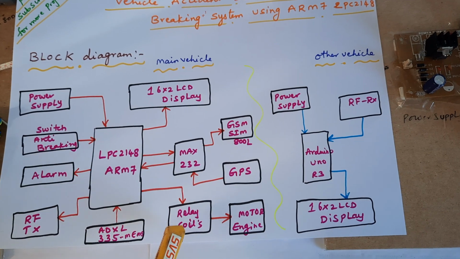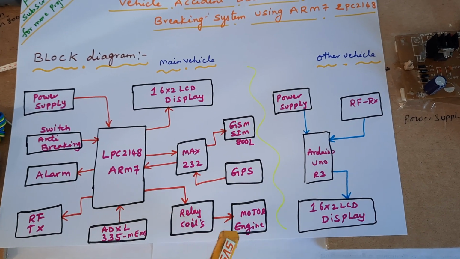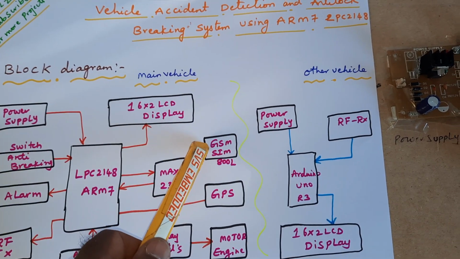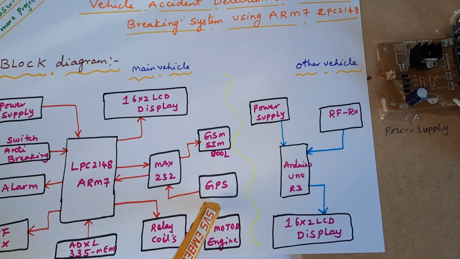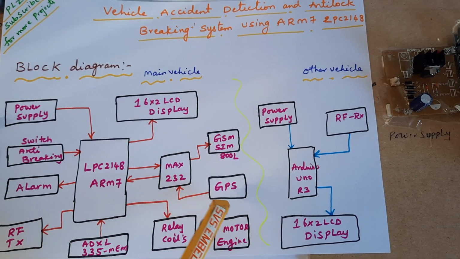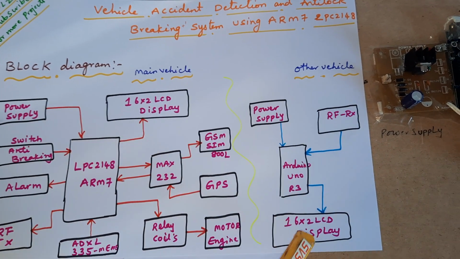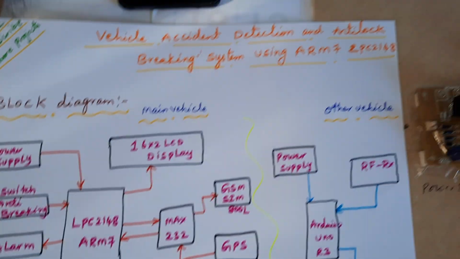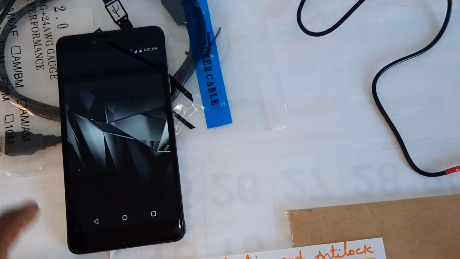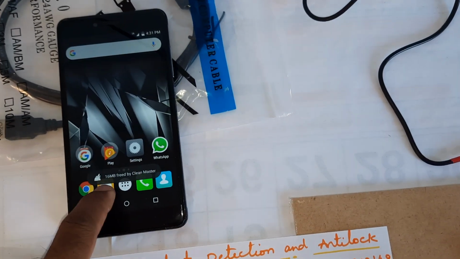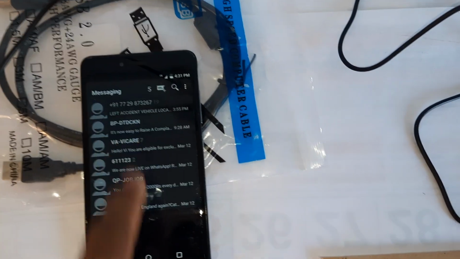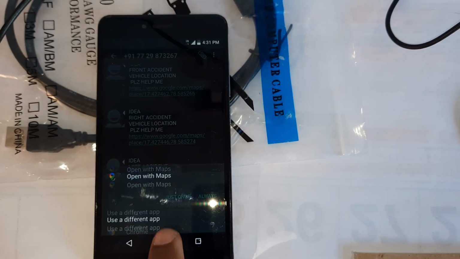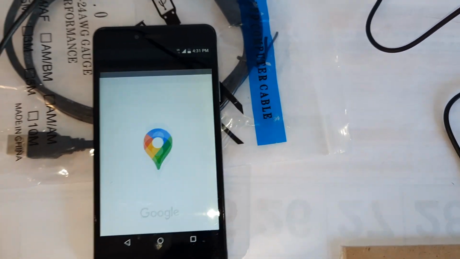Here we are using two relay coils, 5 volts and 3 volts, to control the speed of the motor, and a MAX232 IC, GSM SIM800L, and GPS for the location from the satellite, sending data to the other vehicle, and a 16x2 LCD display. We are getting the alerts on the mobile phone with the location, like left accident, right accident, front accident, and we can see the data on Google Maps also.